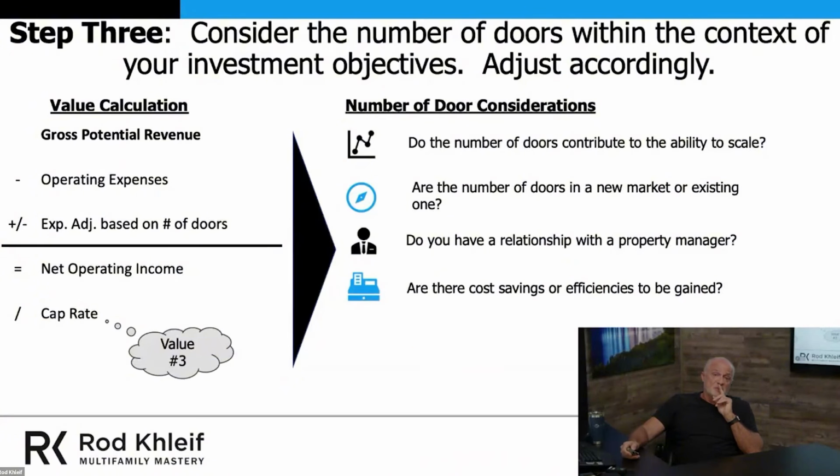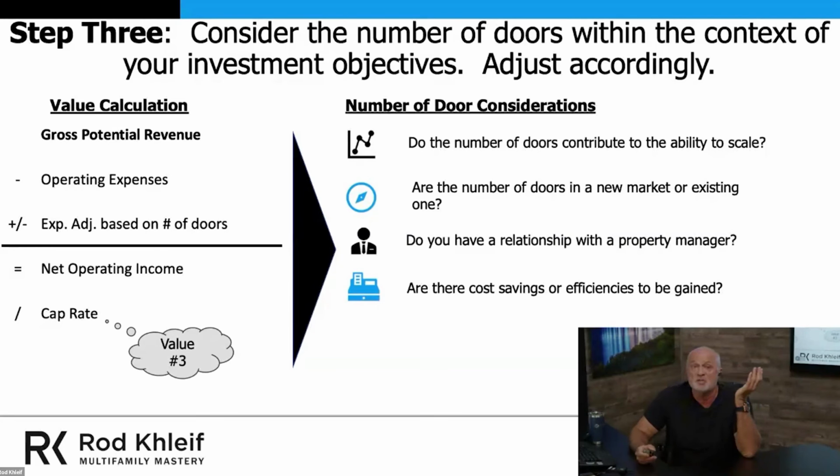So the fourth question to answer is, are there any cost savings or efficiencies to be gained? And it kind of goes back to the first question. Does the number of doors contribute to your ability to scale? Are there any cost savings that you can benefit from? Like I can tell you, in the two units we've got in San Antonio, they're splitting an assistant manager. It's fantastic. It's working great. Saves us a payroll. So let's say you've got a 30 unit and you want to add a 40 unit. I'm just throwing some random numbers out there. That would get you to 100 doors.